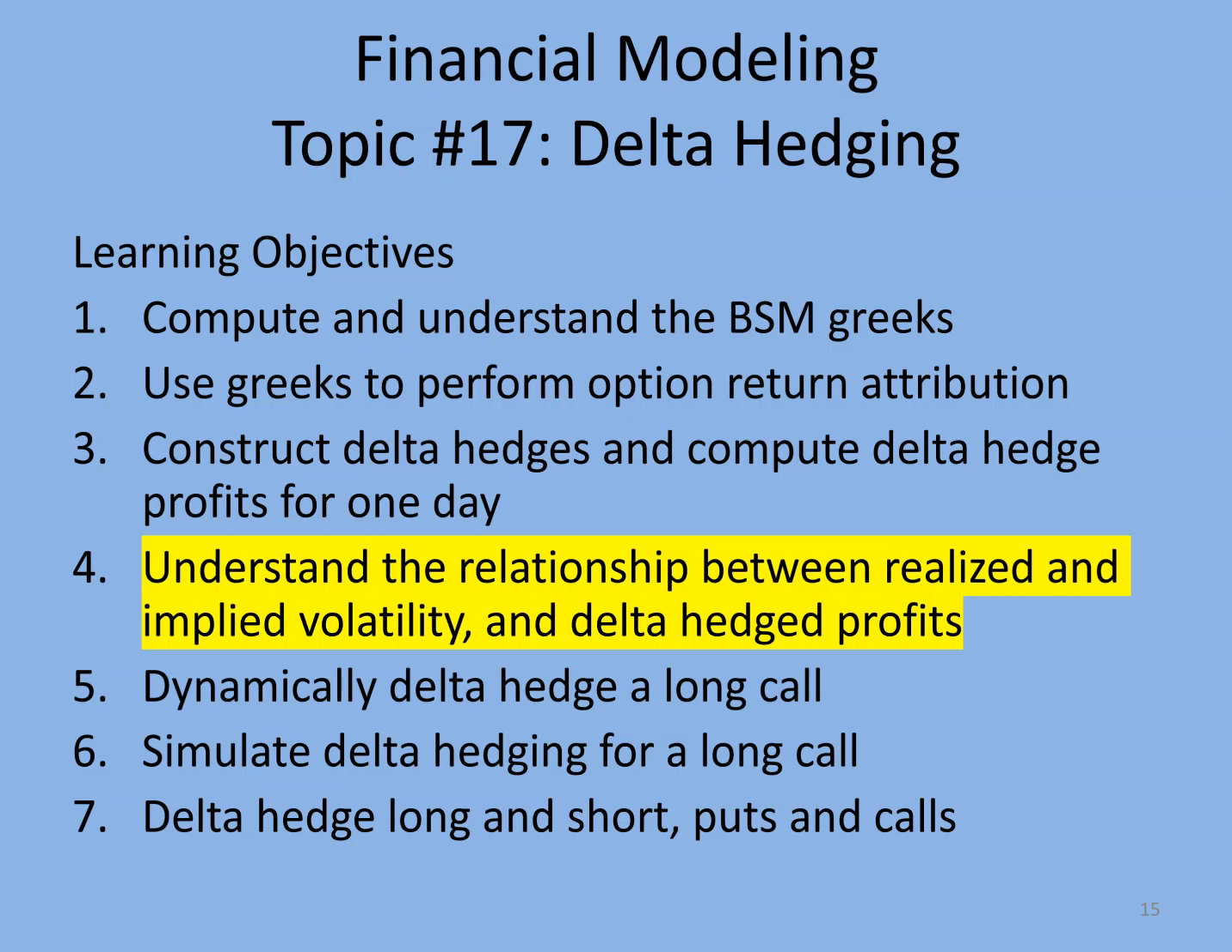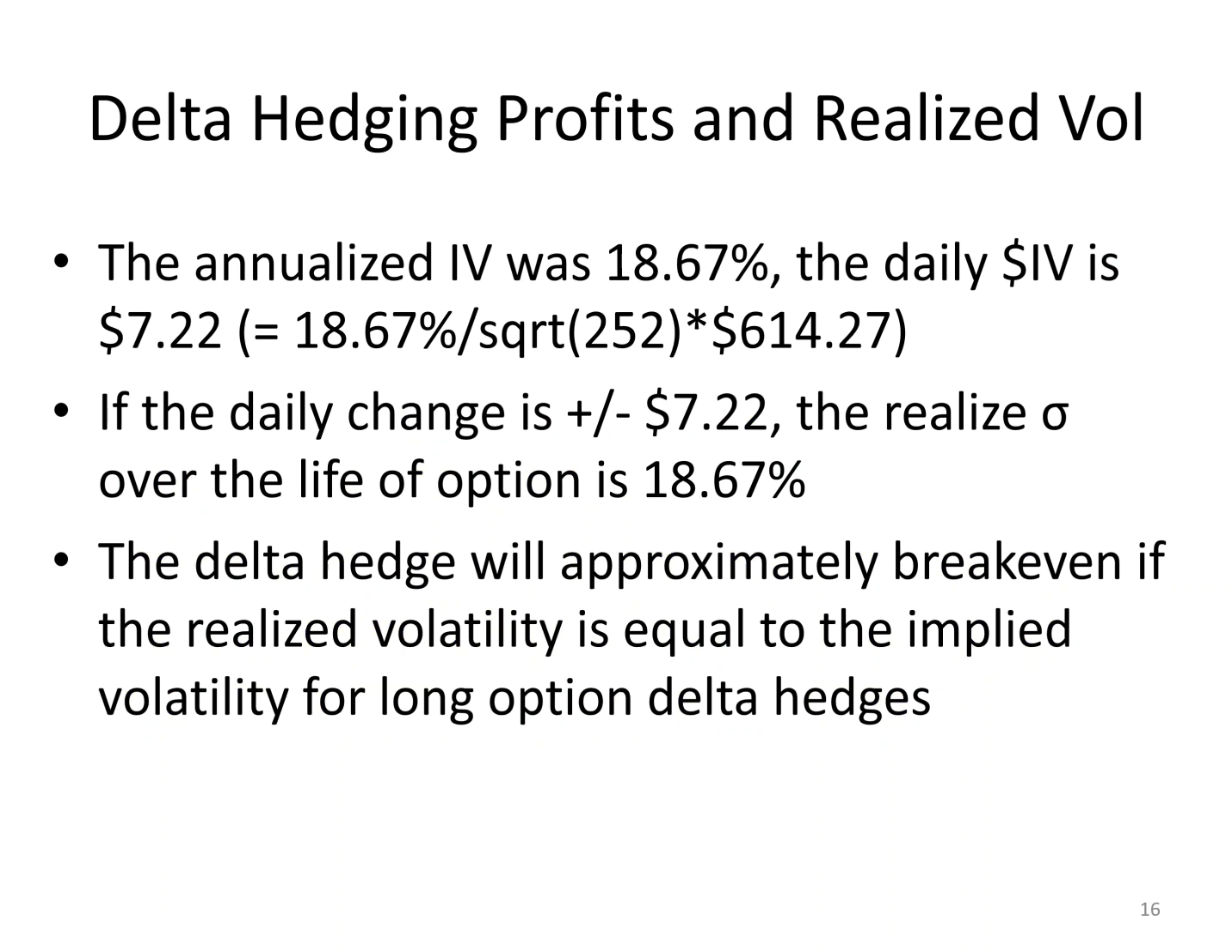Financial Modeling, Topic 17, Delta Hedging. Section 4. Understand the relationship between realized and implied volatility and delta hedged profits.